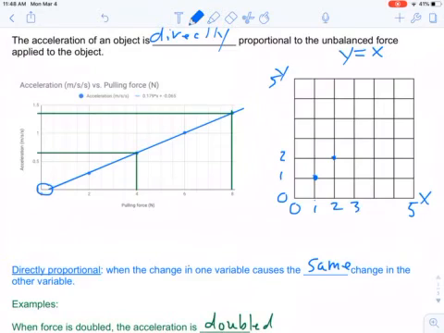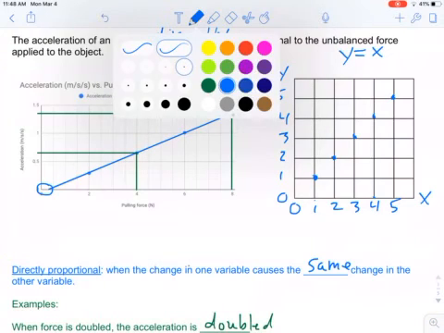When x is 3, y would be 3. When x is 4, y would be 4. And when x is, oops, I did that wrong. This should be 5 here, and 5 here. Okay, I think we see what's going on here. When x is 5, y will be 5. So we're seeing now, like we saw before, that we're going to have a straight line, a linear relationship.